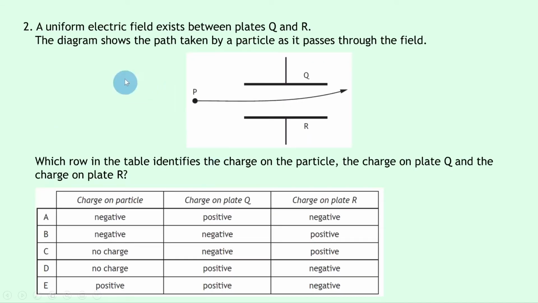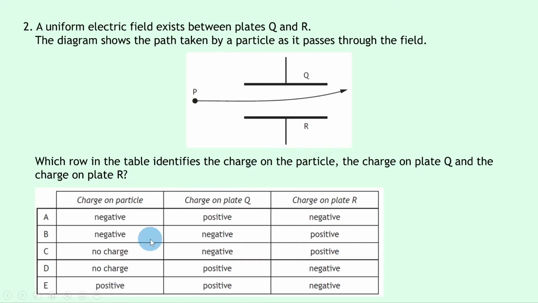Question 2 says that a uniform electric field exists between plates Q and R. The diagram shows the path taken by a particle as it passes through the field. So we've got plates Q and R here, and we've got point P here moving in a straight line until it reaches the plates, at which point it starts curving up towards plate Q. It then says which row in the table identifies the charge in the particle, the charge in plate Q, and the charge in plate R.